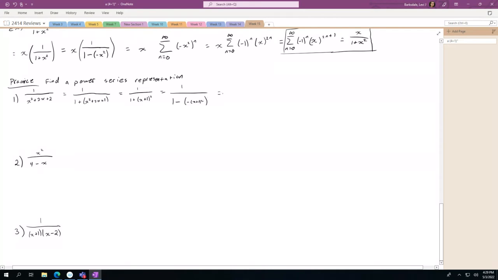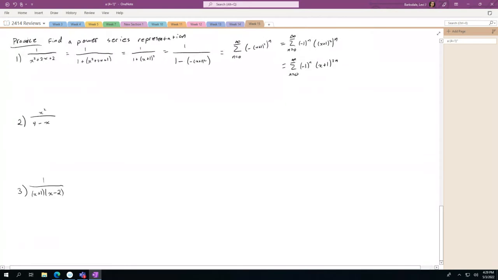Now we can, of course, use our a over 1 minus r to write this as the sum from n equals 0 to infinity of negative x plus 1 squared to the n, which is the sum from n equals 0 to infinity of negative 1 to the n, x plus 1 squared to the n, which is the sum from n equals 0 to infinity, negative 1 to the n, x plus 1 to the 2n. And there we go. There's our power series representation.